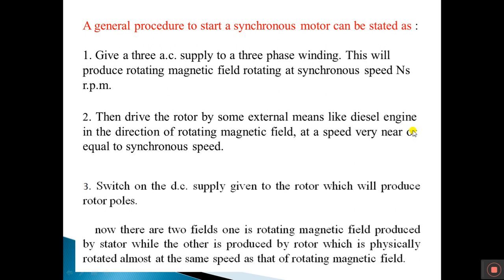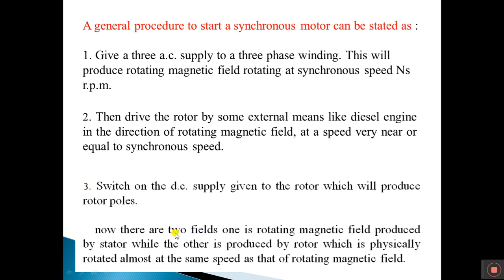So the general procedure to start a synchronous motor. First point, give a three phase AC supply to the three phase winding. This will produce a rotating magnetic field rotating at synchronous speed Ns rpm. Now drive the rotor by some external means like a diesel engine or pony motor or some other way. Make its speed very near or equal to synchronous speed. So the rotor speed should be near to the stator speed. Switch on the DC supply given to the rotor, which will produce rotor poles.